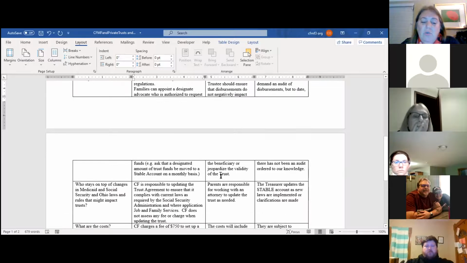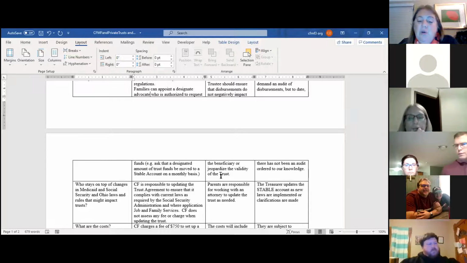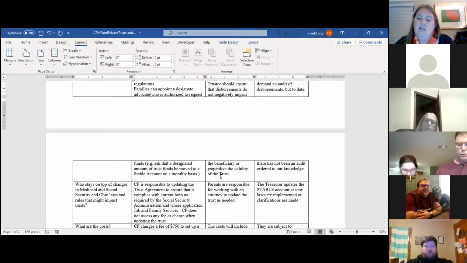All right, so we talked about how in these types of trusts, the law does change for Medicaid and Social Security and Ohio laws. That does happen. So in the community fund, if there's a change in that trust, we update it. We go and amend the trust, which you can do, to always make sure it's complying with the current laws. And when we do that, there's no fee at all.